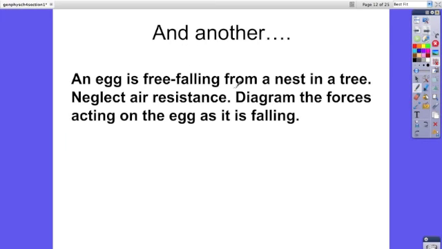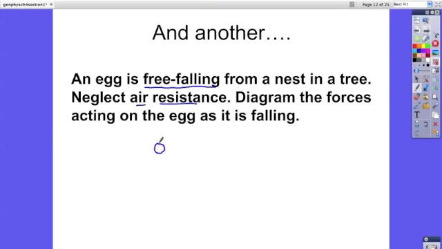An egg is free falling. Now, what did free fall mean from the last chapter? Free falling means there's no air resistance. Free fall is an object falling under the influence of only the gravitational force and nothing else. Well, that makes this a really easy diagram to do.